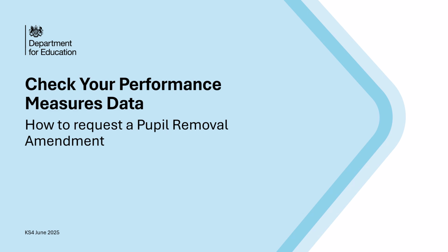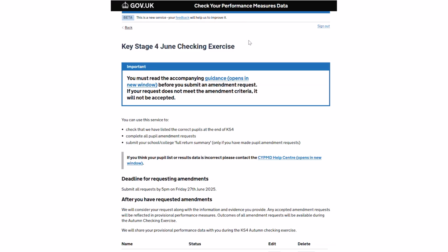Welcome to this video on how to request to remove a pupil from the calculation of your performance measure. Once you have checked your school's pupil CSV files, if you need to request a pupil removal, you can do so for those pupils listed within the pupil included CSV file.